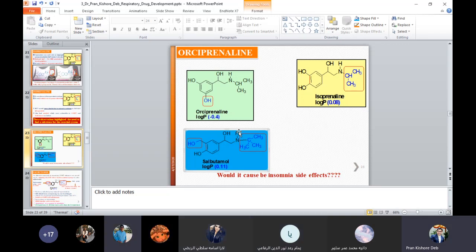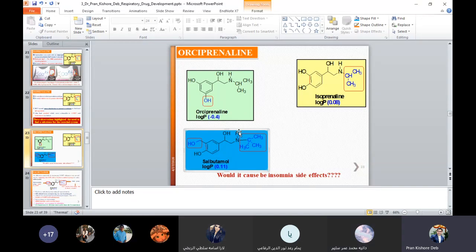So it has a bulky tertiary butyl group which can fit only into the bigger hydrophobic pocket of the beta 2 receptor. It will not fit into the smaller hydrophobic pocket of the beta 1 receptor. Whereas orciprenaline has an isopropyl group which can fit into both the smaller hydrophobic pocket of the beta 1 receptor and the bigger hydrophobic pocket of the beta 2 receptor.